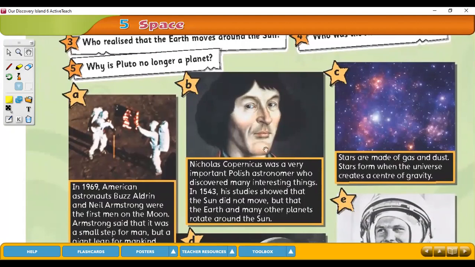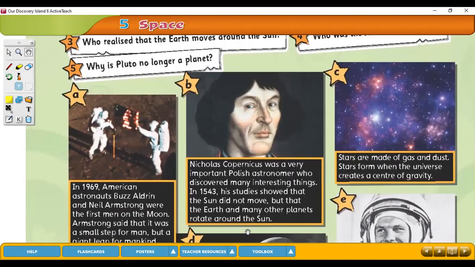Picture B, we have a picture of a man here. Nicholas Copernicus, I think, was a very important Polish astronomer. Polish here means that he is from Poland, who discovered many interesting things. In 1543, his studies showed that the sun did not move, but that the Earth and many other planets rotate around the sun. Okay, before that date, before 1543, people thought that the sun was moving. That's why it rises and it sets. People thought that the sun was moving.